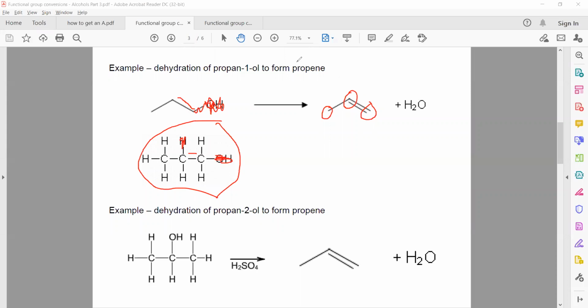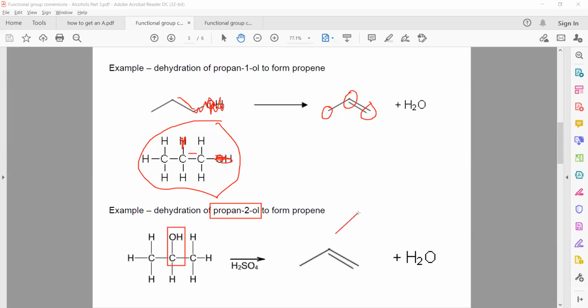And then interestingly enough, if you take the propan-2-ol, which is the positional isomer, this is the secondary alcohol. You'll notice that the oxygen is on the middle carbon. You're going to get exactly the same product, because you're going to eliminate the OH with one of the hydrogens and just form the double bond. So whether you form the double bond on the left or the right is irrelevant because it's the same product, just mirror imaged of each other.